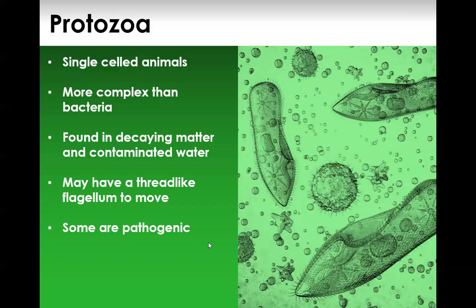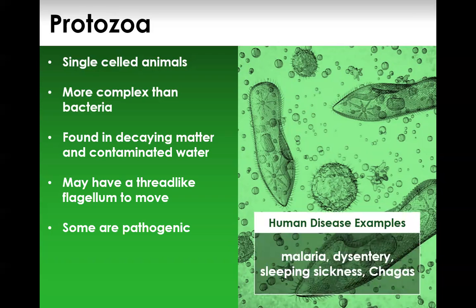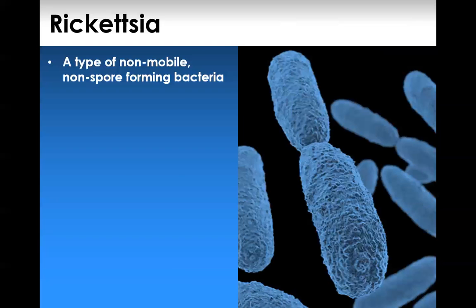All right, when we look at the protozoa, they're single-celled animals. They're more complex than bacteria, and they're found in decaying matter, contaminated water, and they may have this thread-like flagellum that whips back and forth, and that's how they move. And some of them are pathogenic, right? So when we think about malaria, dysentery, sleeping sickness, and Chagas, those are some examples, okay?